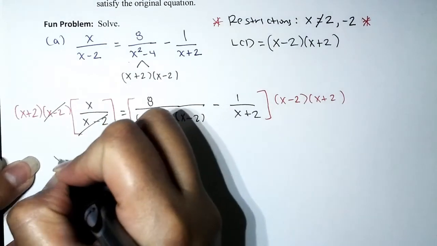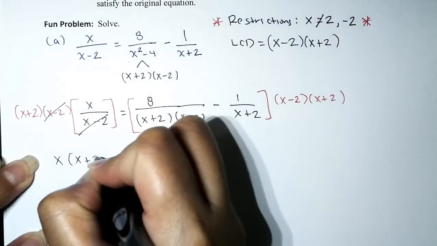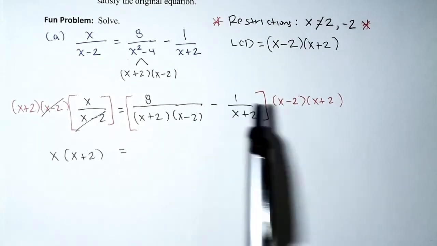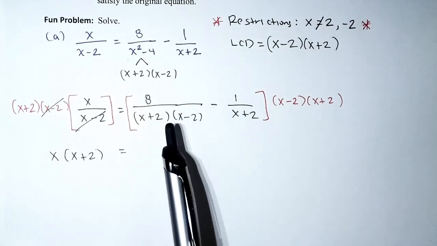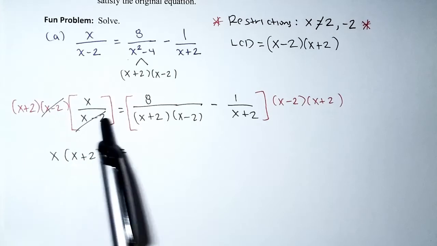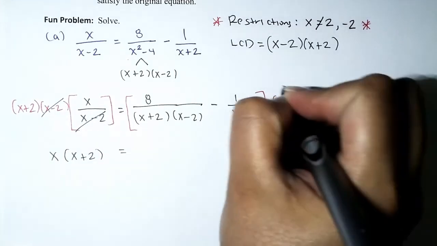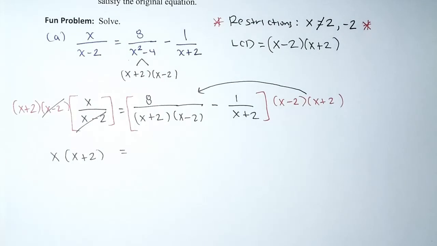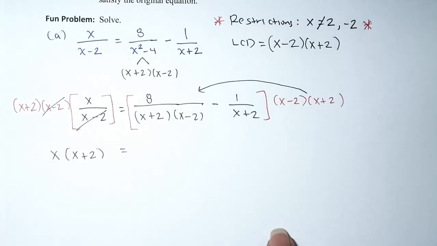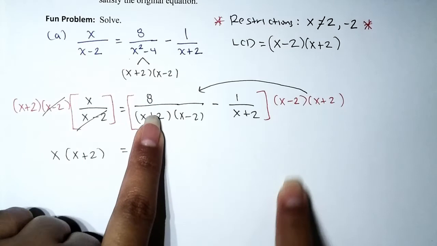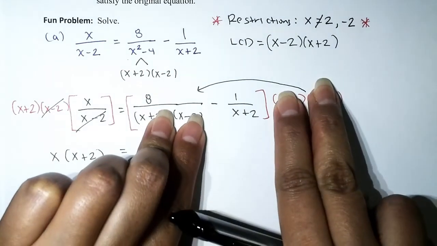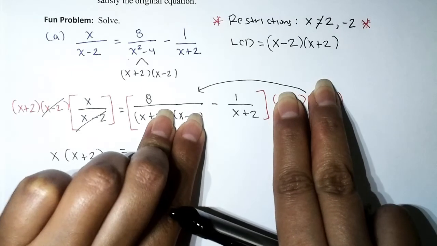So x times x plus 2 equals, on the right side, we have to distribute, so I highly recommend you don't use your cross-canceling notation. LCD times the first rational expression. Remember, the denominator is supposed to cancel, so the x plus 2 is supposed to cancel, the x minus 2 is supposed to cancel, and we do, and that will leave us just with 8.